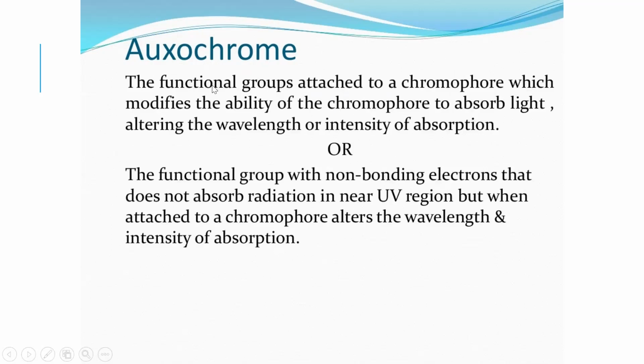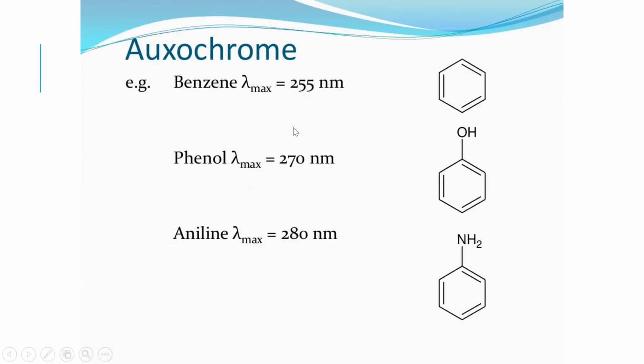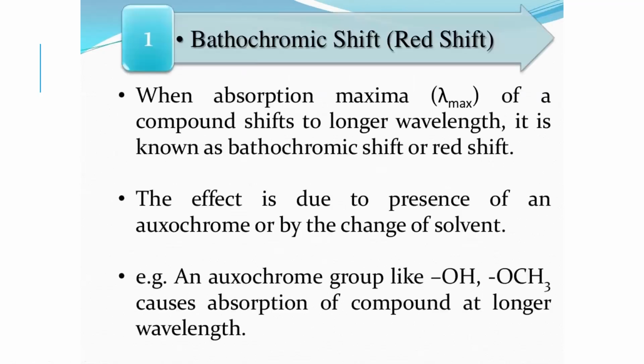So I'll repeat the definition. These are the functional groups which, when attached to the chromophore, modify the ability of the chromophore to absorb the light. So it alters the wavelength. Here the oxochrome OH group is altering the wavelength at which the benzene absorbs the UV radiation, the lambda max value.